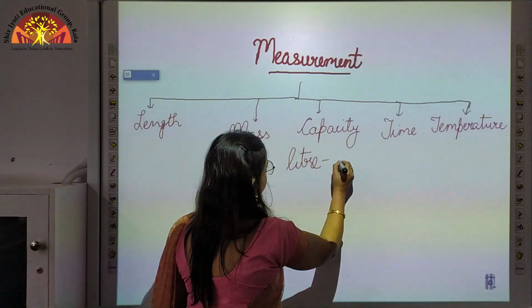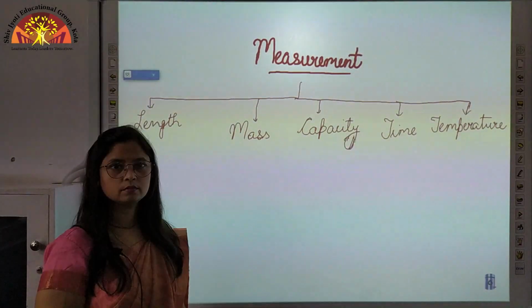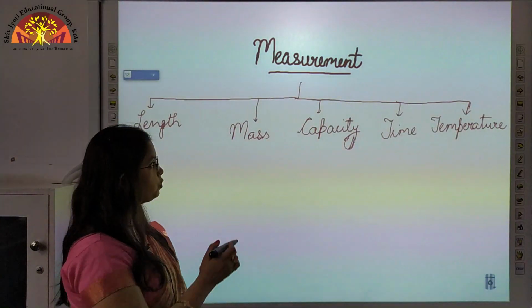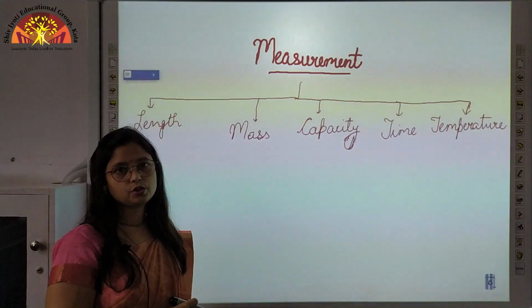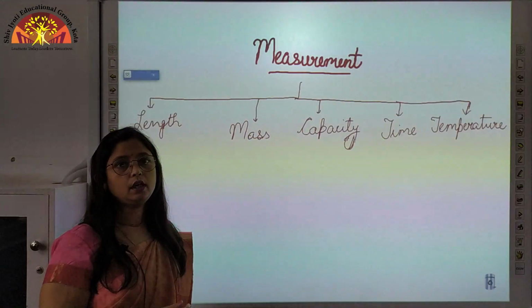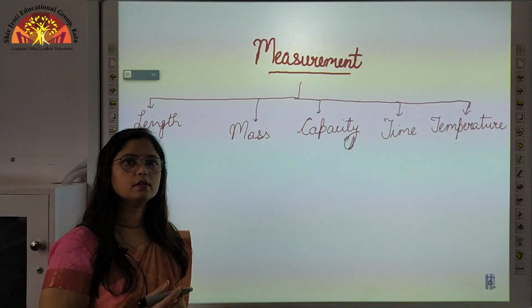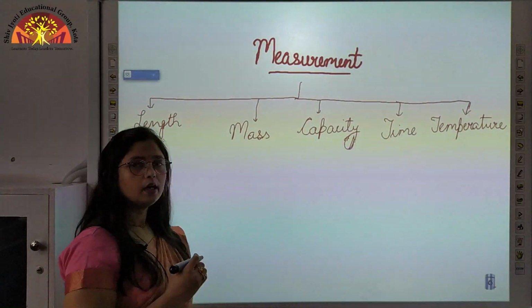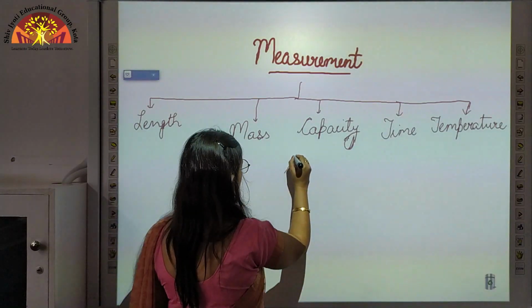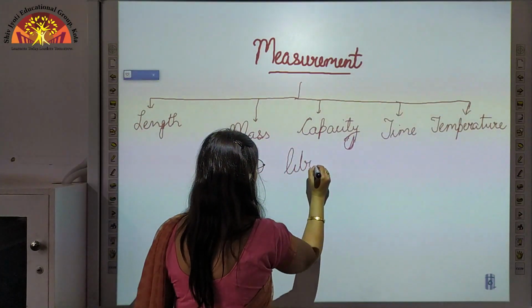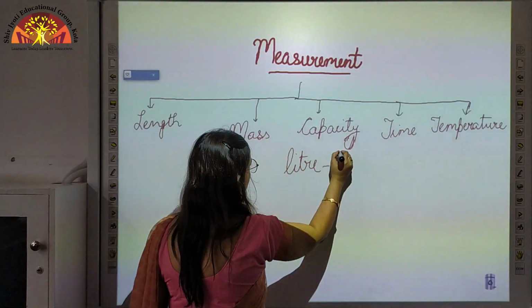Okay, so children, now let's move to the third quantity, that is capacity. If one wants to know how much quantity of a liquid a container can hold, then we use the measurement quantity called capacity. Here the standard unit of measuring capacity is liter. Liter is denoted by small l.